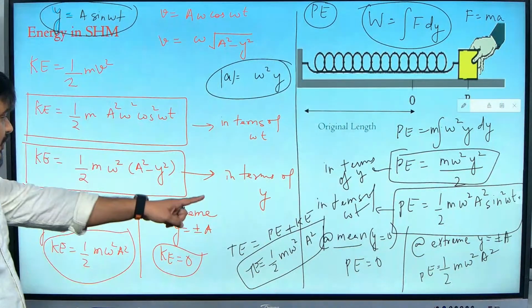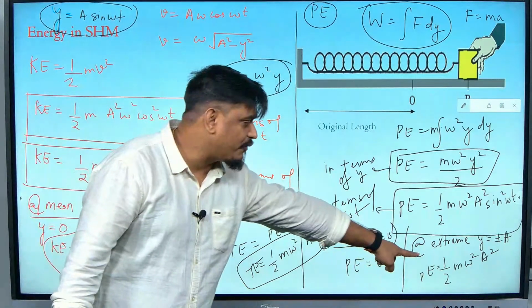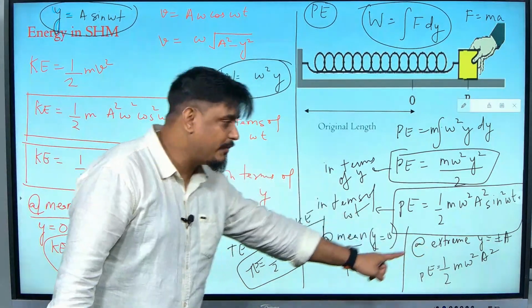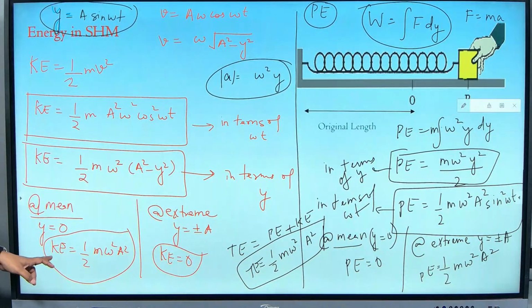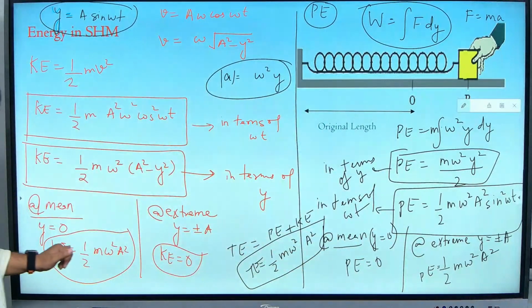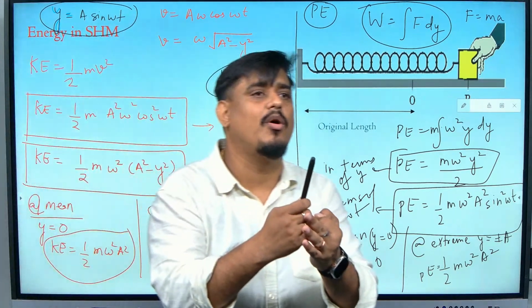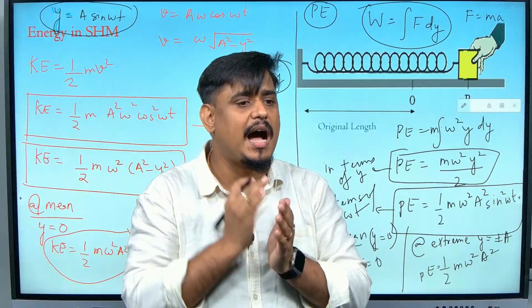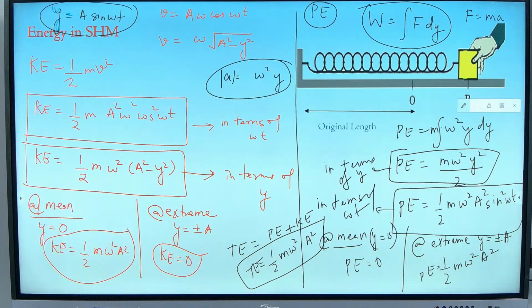At extreme position, kinetic energy is 0, potential energy is half m omega square a square, total energy will be half m omega square a square. At mean position, kinetic energy is half m omega square a square, potential energy 0. Add both, total energy will become half m omega square a square. Whether it is extreme, mean or random, the total energy will always be half m omega square a square. Is it clear to you? Sure?